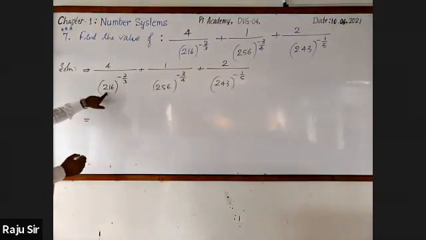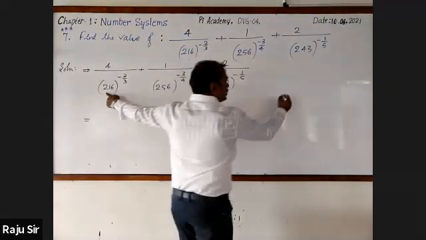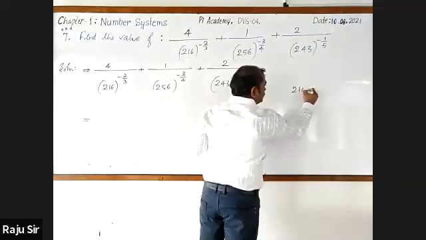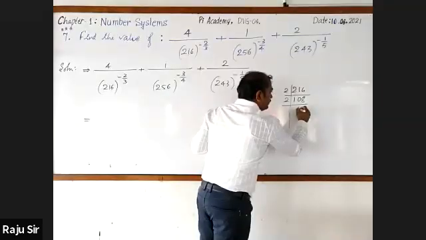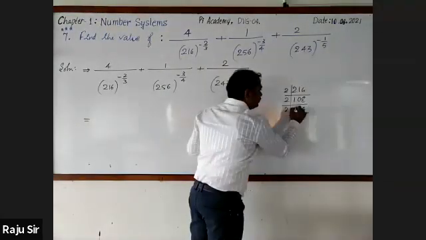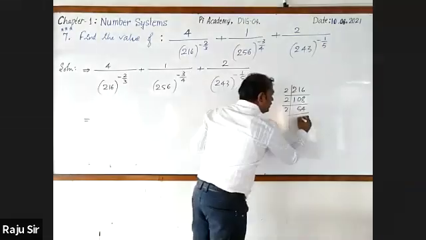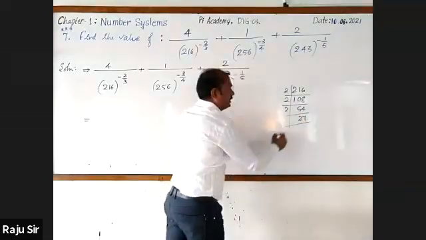Okay, 216 is there. Just look at the book. Don't write. 216, you can go on dividing this by 2. 2 times 108, 2 times 54, 2 times 27, 3 times 9, 3 times 3.